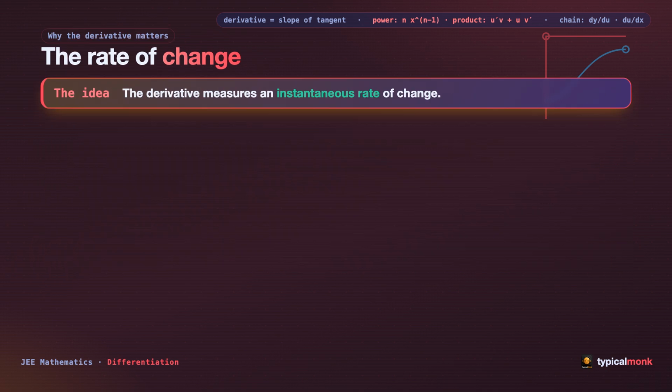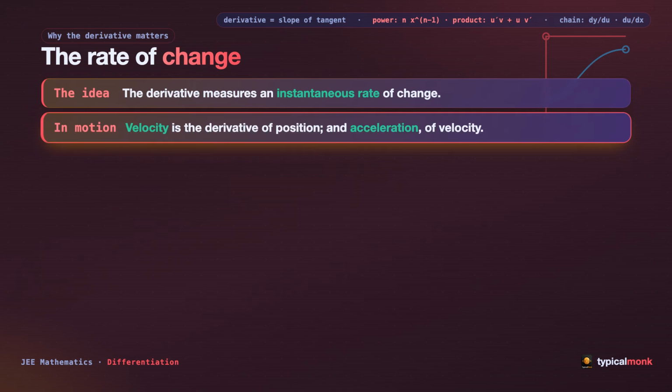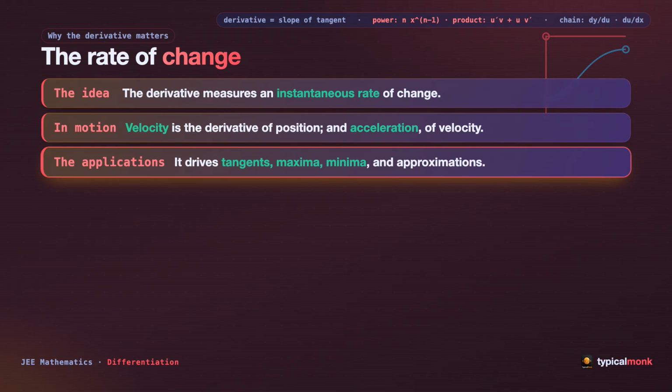Now why the derivative matters so much. The idea: the derivative measures an instantaneous rate of change. In motion, velocity is the derivative of position, and acceleration is the derivative of velocity. The applications: it drives tangents, maxima and minima, and approximations.